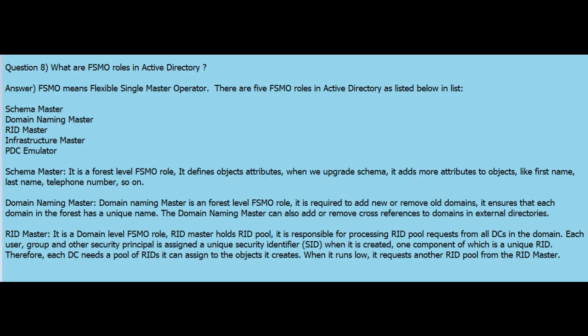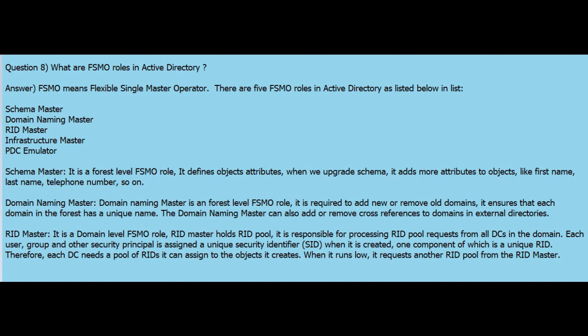Question 8. What are FSMO roles in Active Directory? Answer. FSMO means Flexible Single Master Operations. There are 5 FSMO roles in Active Directory as listed below: Schema Master, Domain Naming Master, RID Master, Infrastructure Master, PDC Emulator.